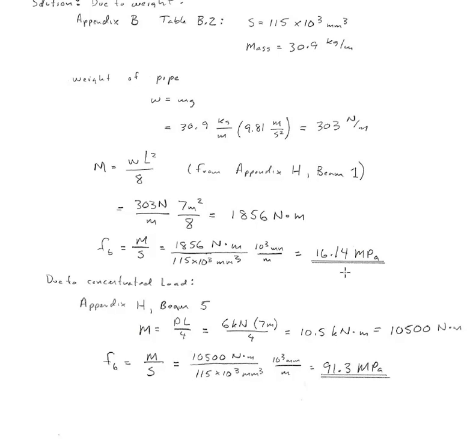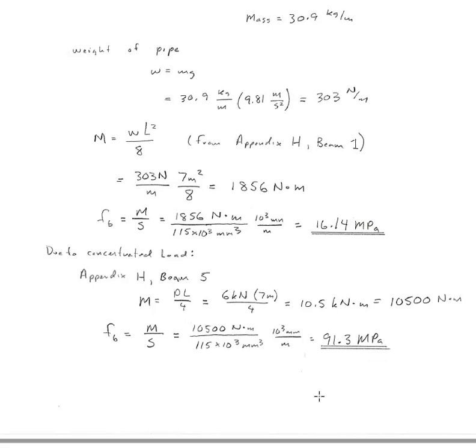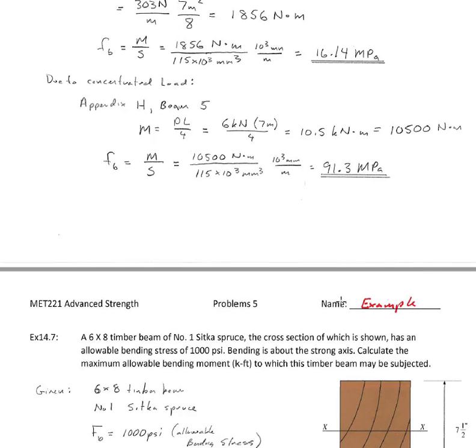Now, due to the concentrated load, again, we can go to Appendix H, beam 5, and then M equals PL over 4, which is the equation for the maximum moment. And I get 10,500 newton-meters. And then the maximum bending stress would be 91.3 MPa.